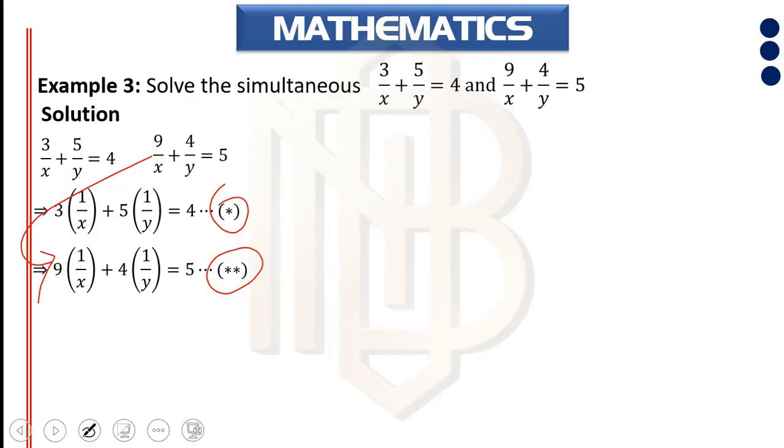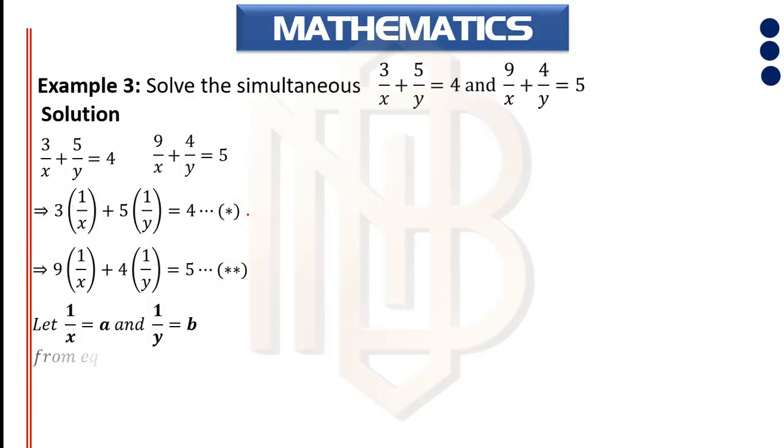So now from what we have here, we can then simply say, let 1 over x be equals to a, and 1 over y be equals to b. Okay? 1 over x, of course, equals to a, and 1 over y equals b. So if we are doing that, that means all the equation will become, from equation star, we are replacing this with a, we are replacing this with b. So that will give us equation 1.